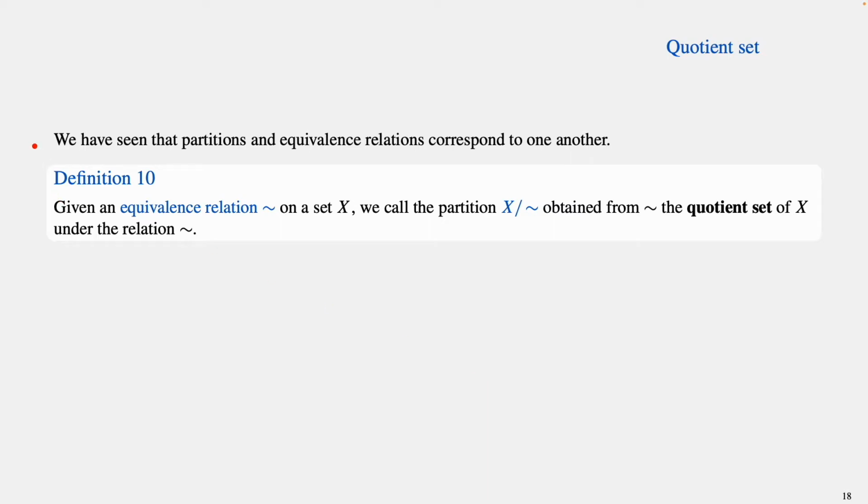Now we've seen that partitions and equivalence relations correspond to one another, and this means we can make the following definition. Given an equivalence relation on a set X, as usual, we call the partition X over the relation, recall this notation here, we use this for the partition induced by the equivalence relation. We call this partition the quotient set of X under the relation tilde.